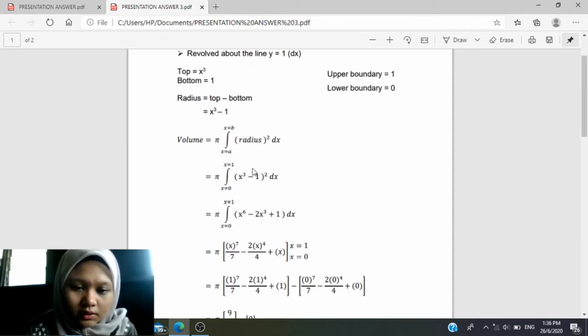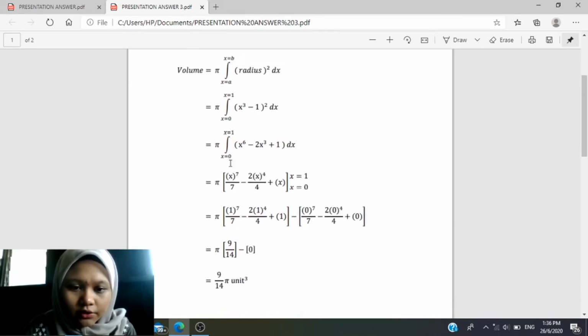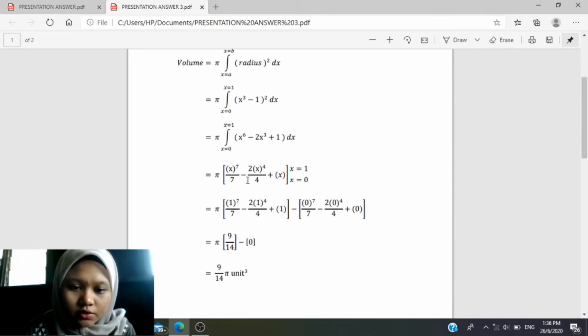We solve the bracket here. We got x to the power of 6 minus 2x to the power of 3 plus 1, dx, and then we integrate this dx here. We got x to the power of 7 over 7 minus 2x to the power of 4 over 4 plus x. This is the upper boundary and this is the lower boundary, and then we just replace the x value with the lower and upper boundary.